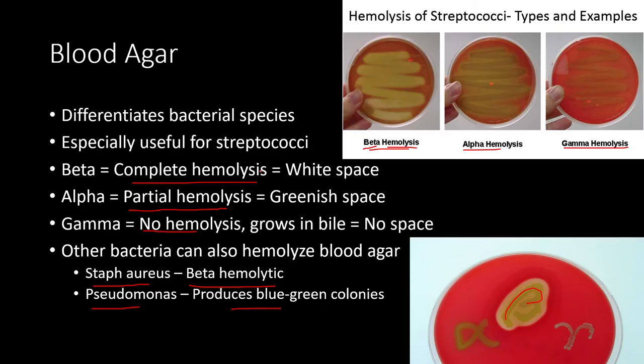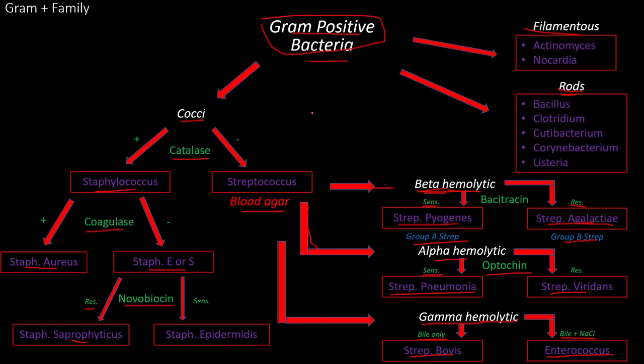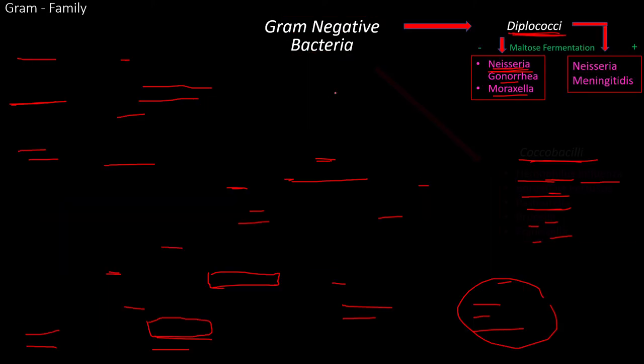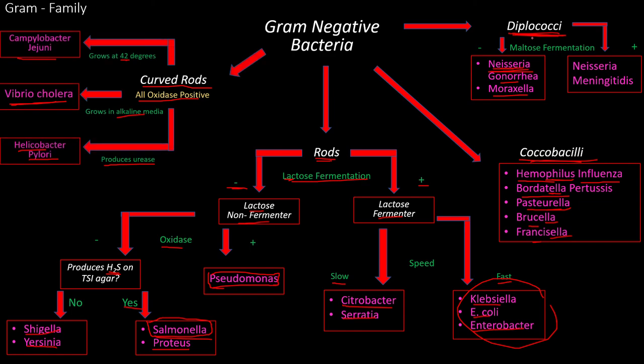So let's have a quick recap. Here is the gram-positive family tree. The three families, and the main hotshots are the cocci. Here are the gram-negative bacteria, where there's not really one main hotshot, but different variations of different types of gram-negative bacteria. And that is it for bacterial classification. I hope you learned something today. Thank you for your time.